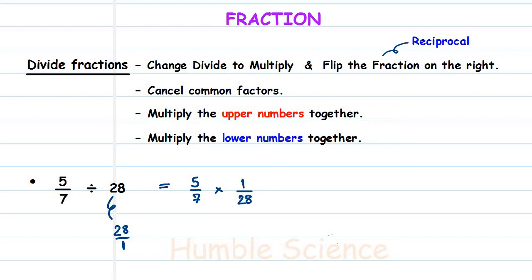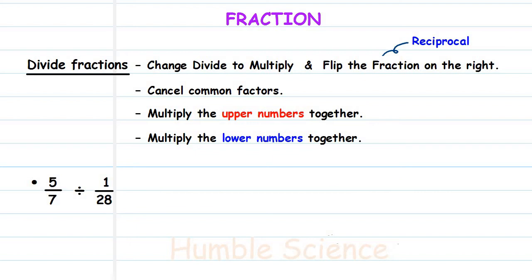Now let's try to cancel out the common factors. But in this case, there are no common factors to cancel out. So we have to skip to the next step. For the upper parts, 5 times 1 will be 5. And for the lower part, 7 times 28 will be 196. So the answer here is 5 over 196.